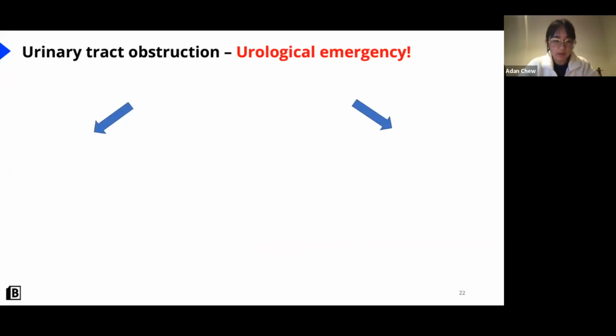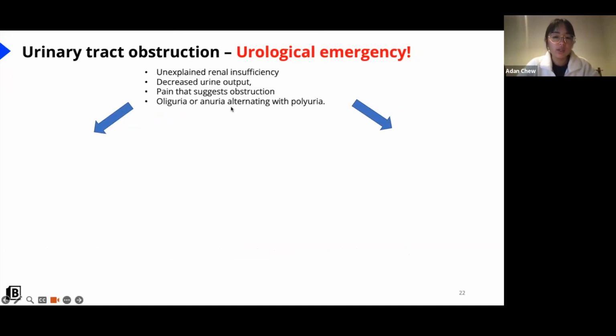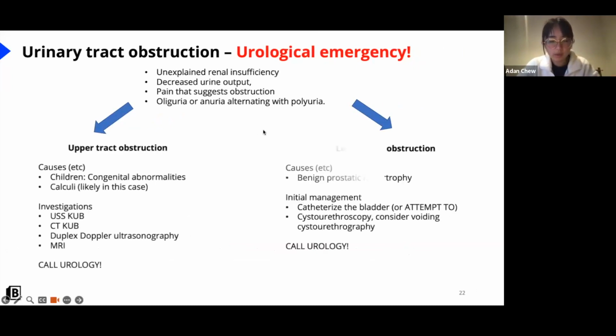So I'll briefly talk about urinary tract obstruction, which is an emergency that you guys should be able to pick up. Broadly, it's divided into two main categories: upper tract obstruction and lower tract obstruction. Features include unexplained renal insufficiency, decreased urine output, pain that suggests obstruction, or oligoanuria with polyuria. In this patient, we can see that she's obstructed bilaterally because we can feel masses in both flanks, and there's some sort of AKI going on.